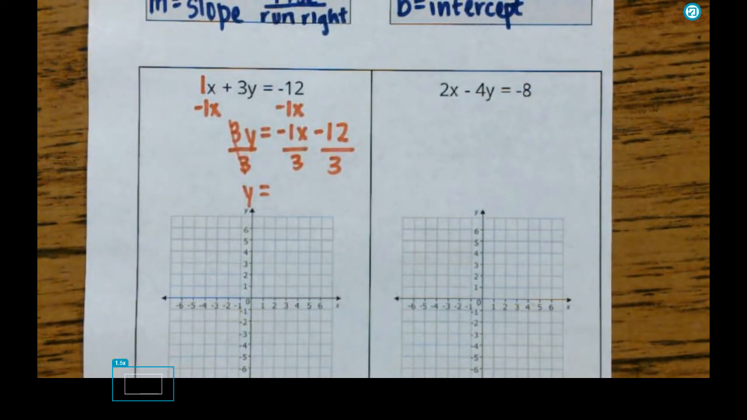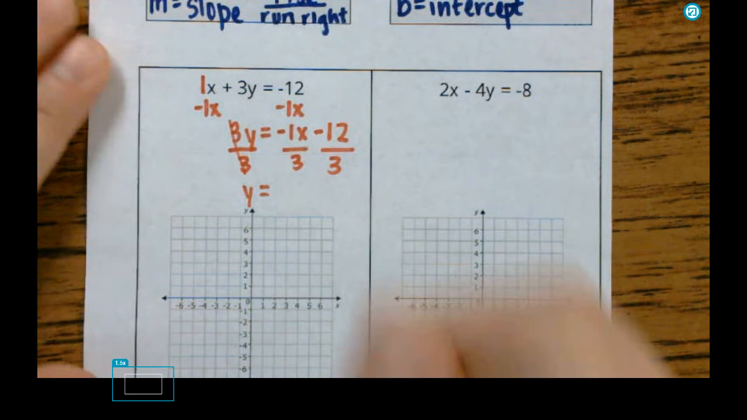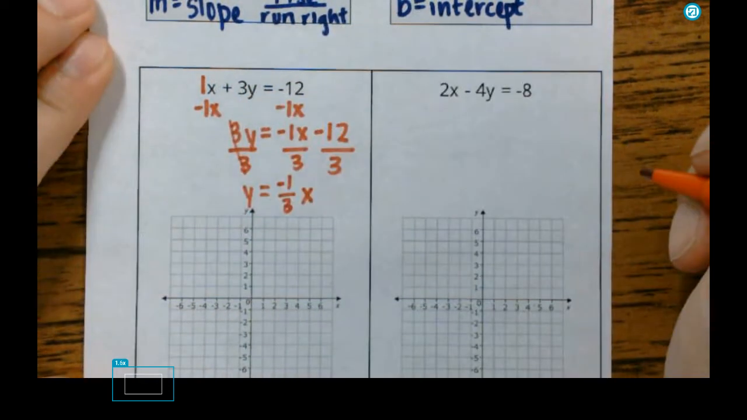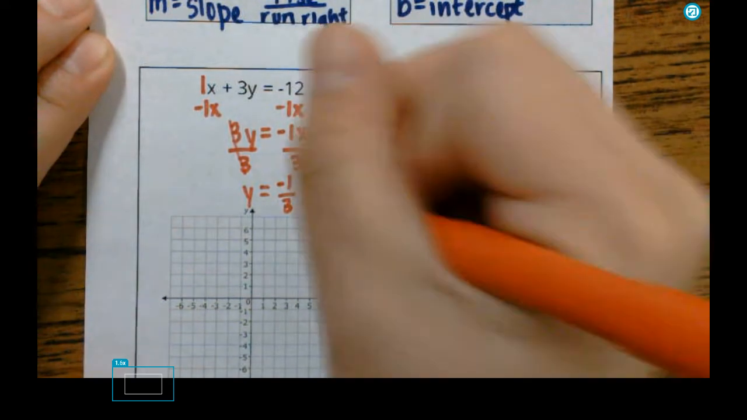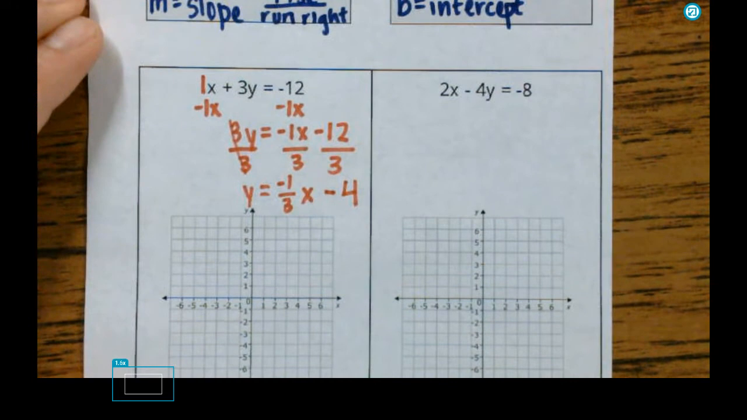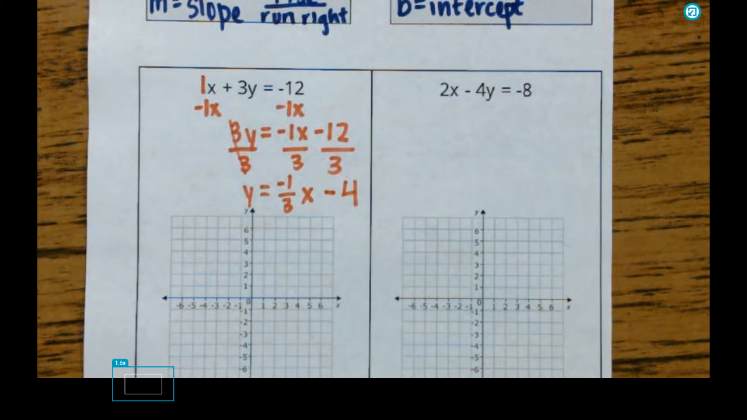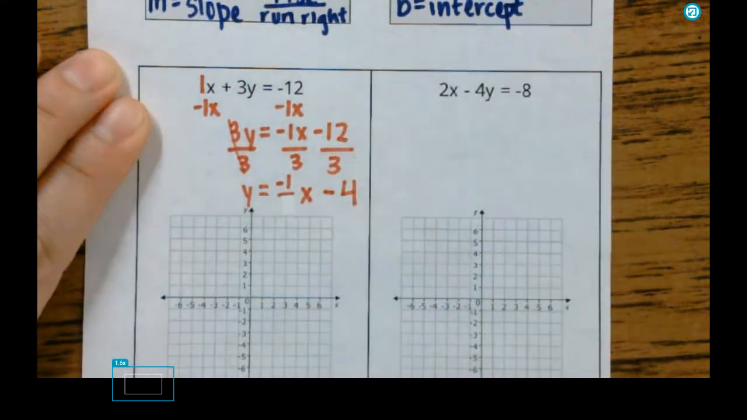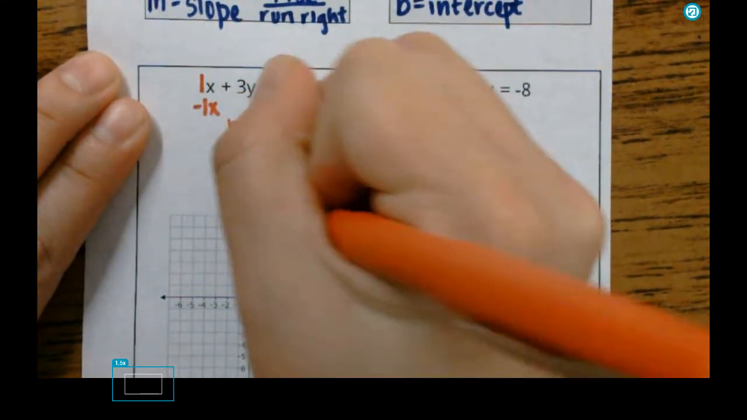That does not divide out evenly, but we are going to leave it as a fraction because we like when our slopes are fractions actually. So we've got negative 1 over 3x minus 12 over 3. We can divide that one out. That's going to be negative 4 because negative 12 divided by 3 is negative 4. So now I have y equals negative 1/3 x minus 4. I'm going to fix this 3 because it doesn't necessarily look like a 3 right now. There we go. Much better.